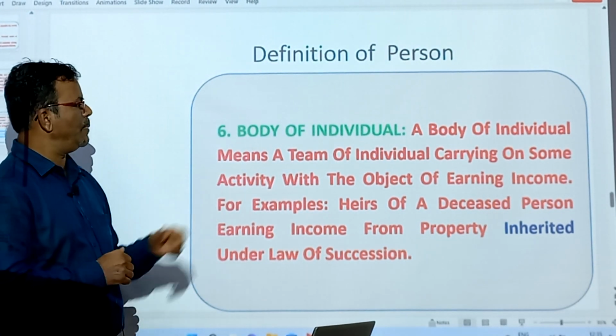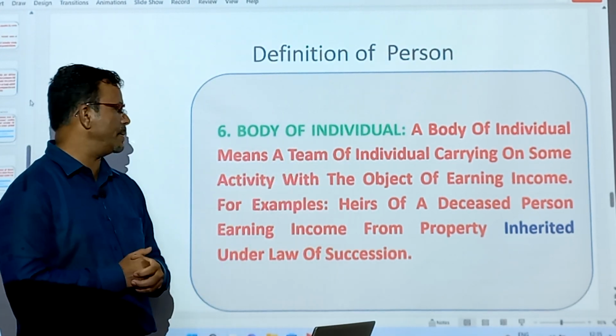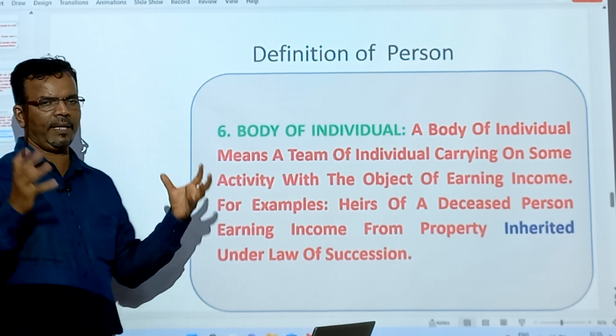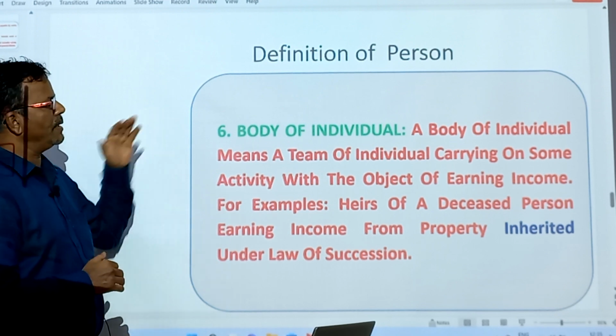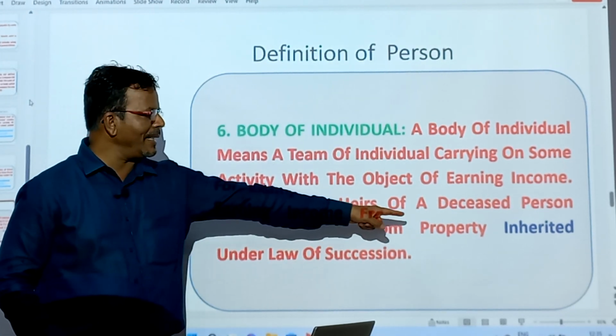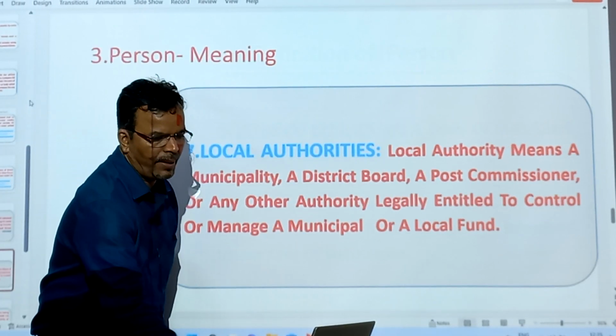Body of individuals means a team of individuals carrying on the same activity with the objective to earn income. This is known as a body of individuals. Their aim is fixed, the intention is fixed, to earn profit, and these come under body of individuals. Very important: such bodies, even if created under the law, are also liable to pay tax.